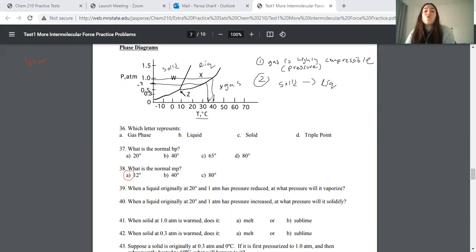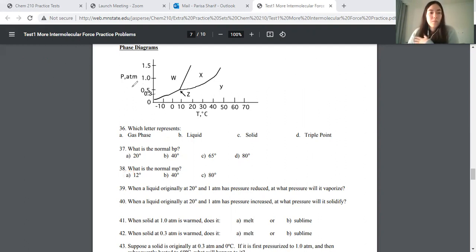Phase diagrams are just showing you how, depending on the mix of temperature and pressure, what you have to use. If you're at a different pressure, you're going to need different temperatures in order to melt something or vaporize it. Cool. So let's do a few more.